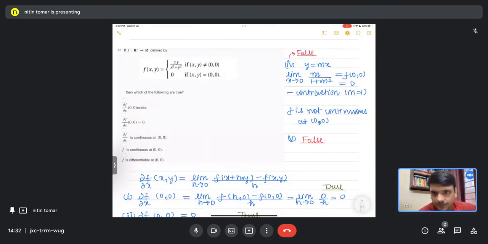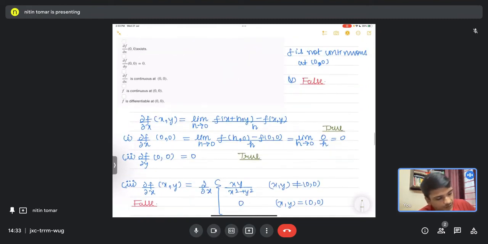calculus of several variables. So we are given a real valued function on R2, which is defined at the origin as 0, and everywhere else it is a rational function xy upon x square plus y square. Now the first question is whether the partial derivative at 0, 0 exists.